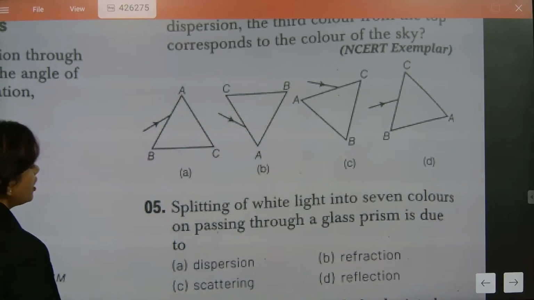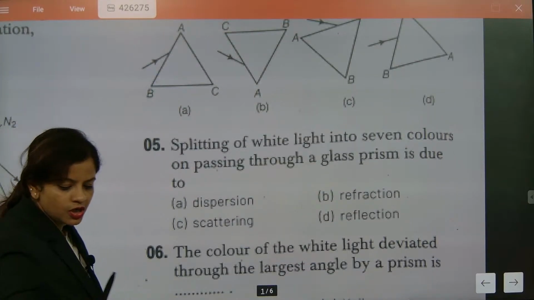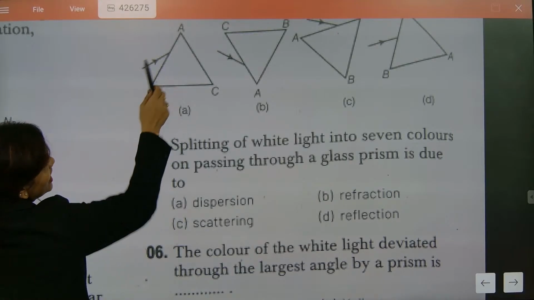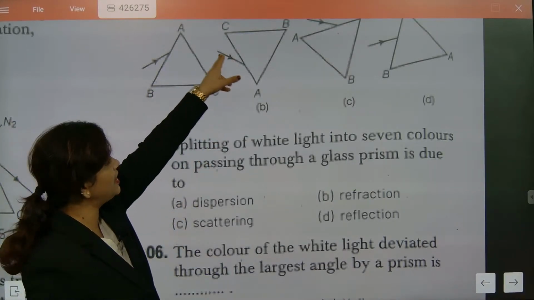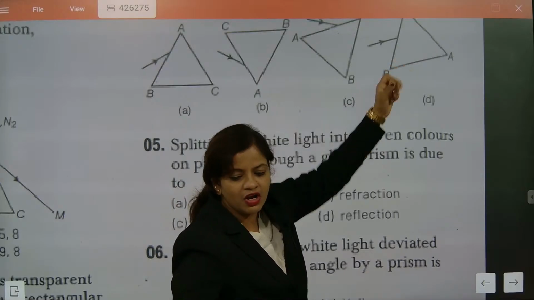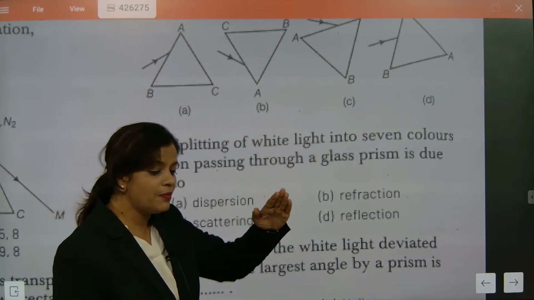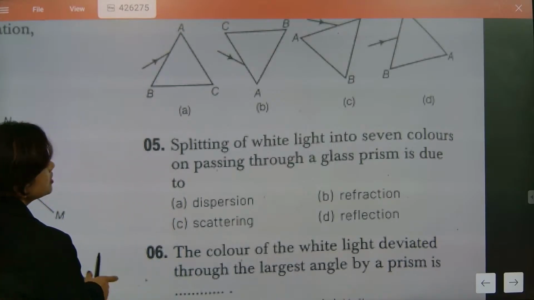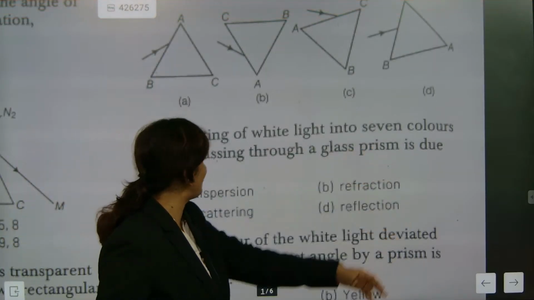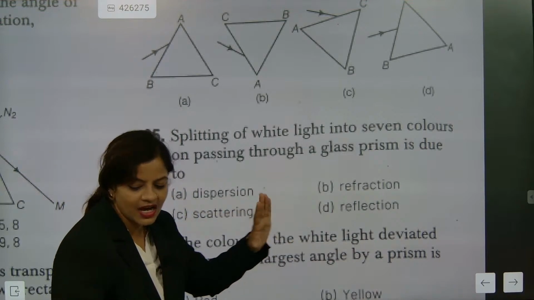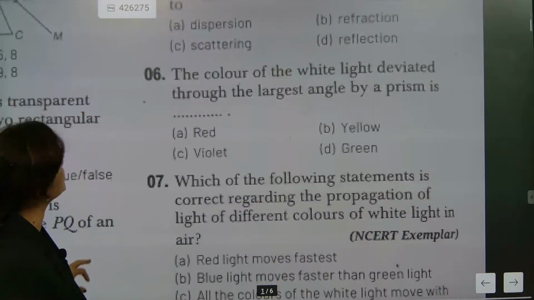Now look here, what it is called. Did you understand? When light is entering like this, listen. When light is entering like this, then B will not be in the third position. When light is entering at all these angles, B will not be in the third position. When it is opposite, inverted, then only it will be. Now look here. Splitting of white light into 7 colors on passing through a glass prism is due to this, and the correct answer is this. Come on, go for it.